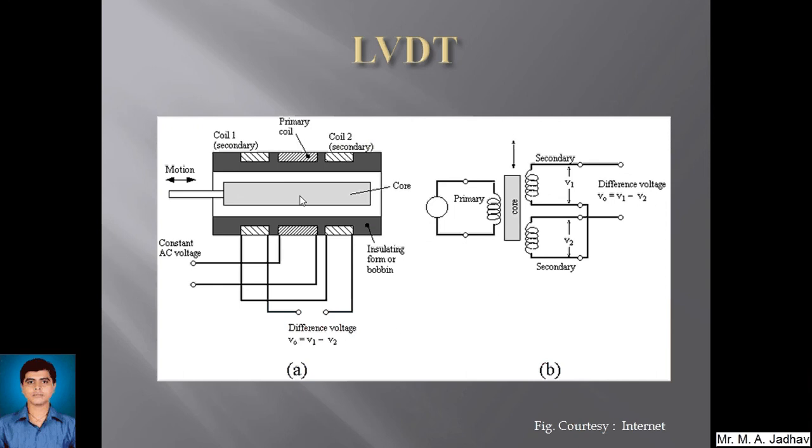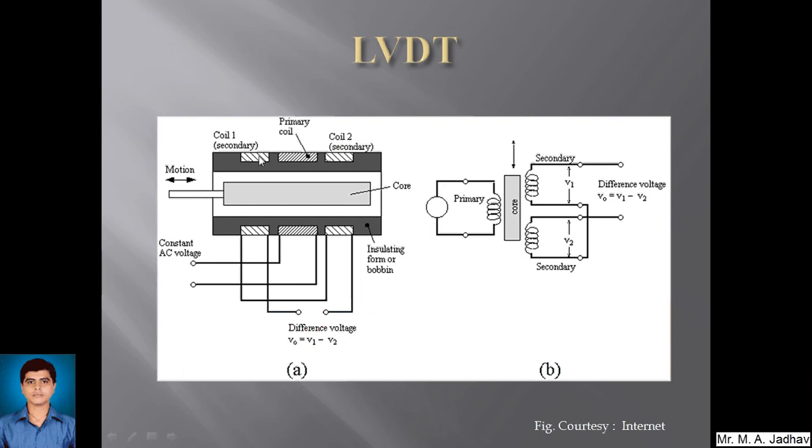So it will again produce voltage in the secondary of the LVDT. As we apply the voltage to the primary, it will induce voltage in the secondary, and the voltages generated in the two secondary coils will cancel each other because the directions will be opposite to each other.